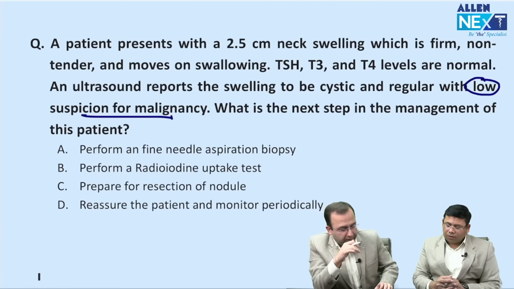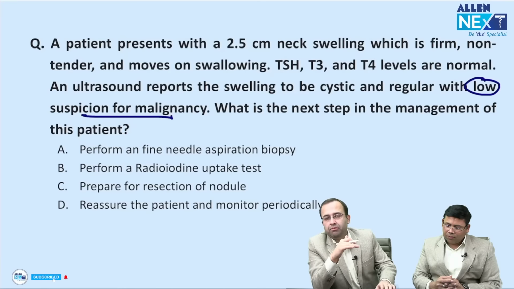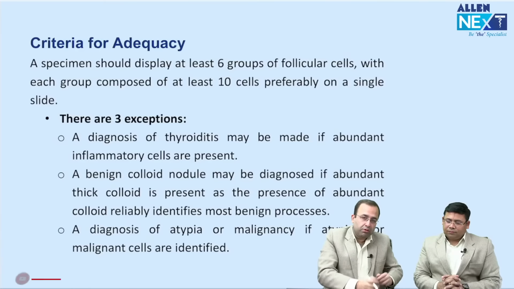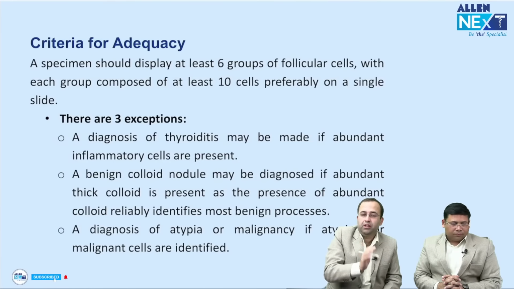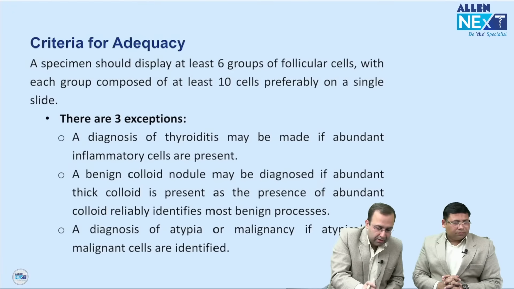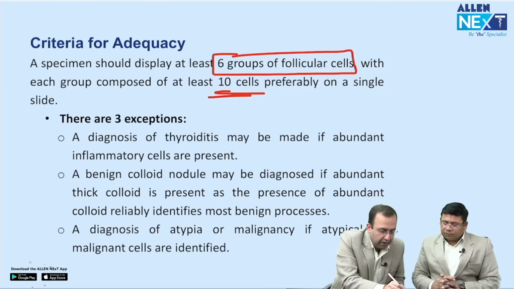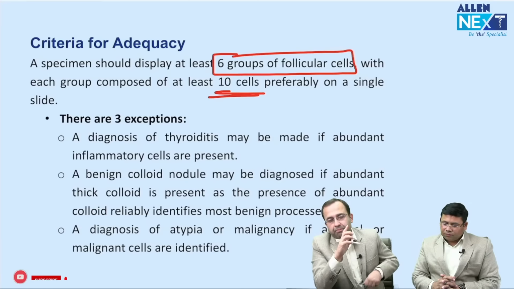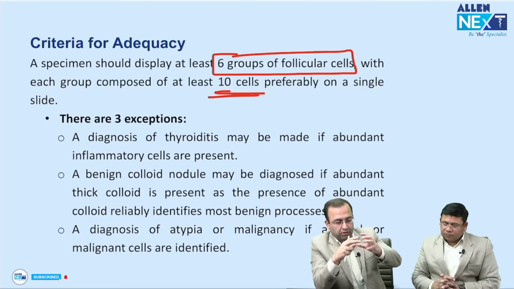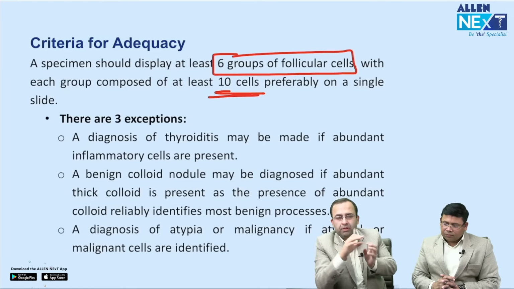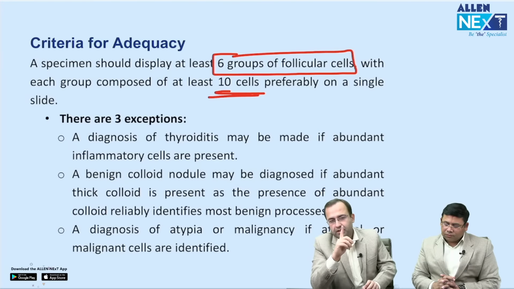Now, firstly, before we go on to the FNACs of the thyroid, what is the adequacy criteria of a thyroid FNAC? This was the question that was asked in INI. But we need to have at least 6 groups. We need to have 6 groups of follicular cells with at least 10 cells per group. So thyroid follicular cells are present in clusters. 10 cells per group, at least 6 such clusters, firstly.